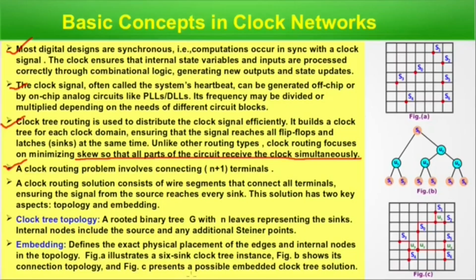And embedding, figure C presents a possible embedded clock tree solution. From S0, this connection is going like that. S0 to S1 and S2, that is U1, this one. Now U2, U3, U4. From S0 it's coming to U2, from there U3 and U4, and from U4 S5 and S6, and U3, S3 and S4. So this is the embedded clock tree solution, and this is the clock tree topology. We are done with this slide. We will move to the next slide.